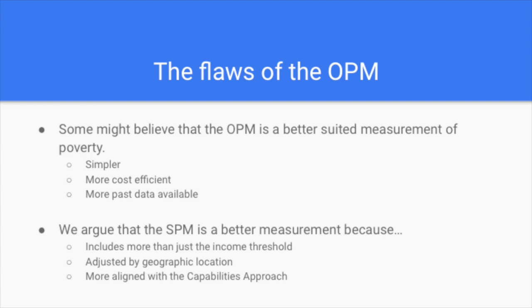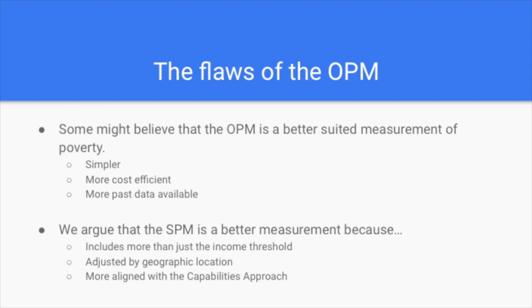Some people think that the OPM is a more superior measurement for poverty, yet these are the reasons why we think that the SPM is a better measurement. Some believe that the OPM is better suited for a measurement of poverty because it's simpler, more cost efficient, and more past data is available.